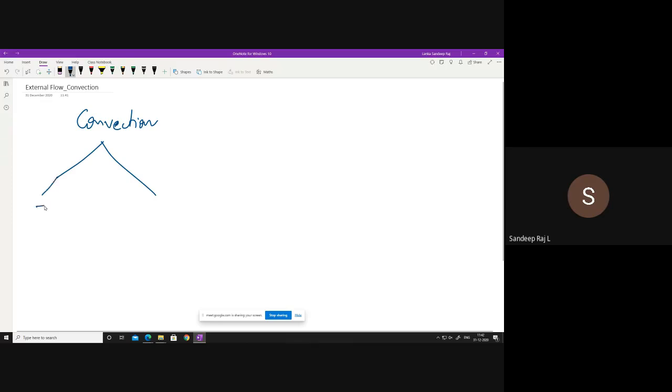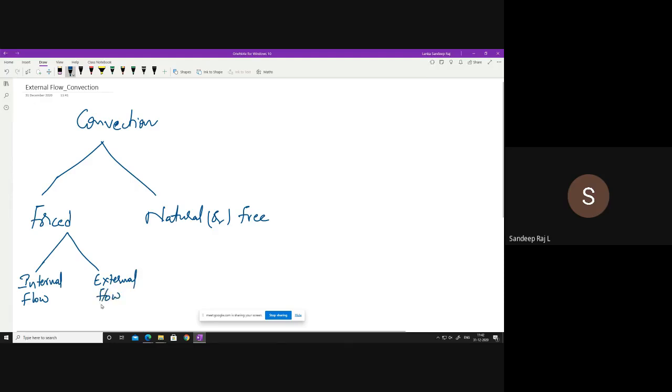There are two types, I told you. One is forced convection, and the other one is natural convection. Natural is also called free convection. So this forced convection is of two types. It is internal flow forced convection, and the other one is external flow forced convection.